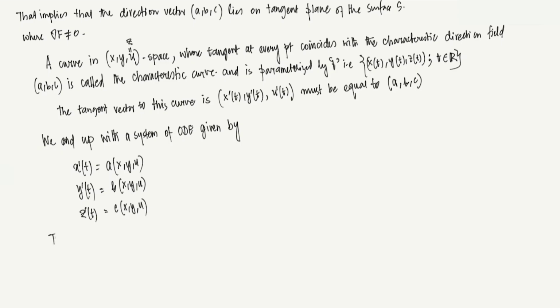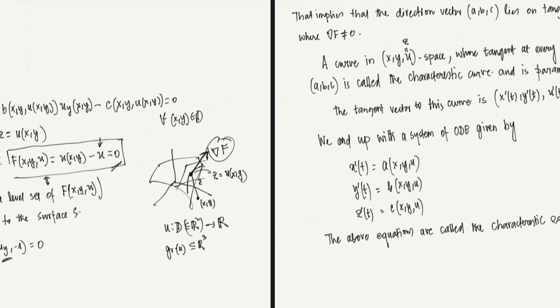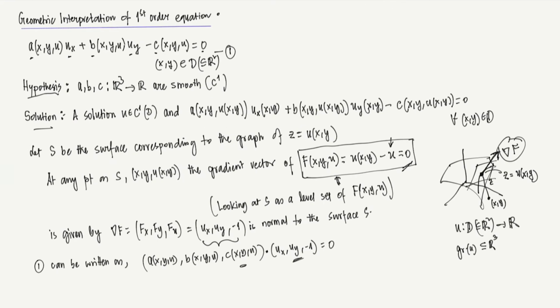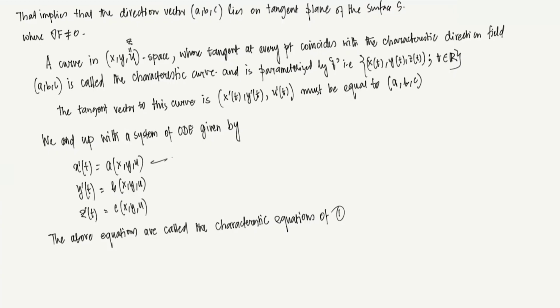These three equations, the above equations, are called the characteristic equations of 1. So given equation 1, if I wanted you to write down the characteristic equations, this is what they are going to look like: these three equations, 2, 3, and 4. Clear? This is how we write down the characteristic equations. I hope the idea is quite clear now.